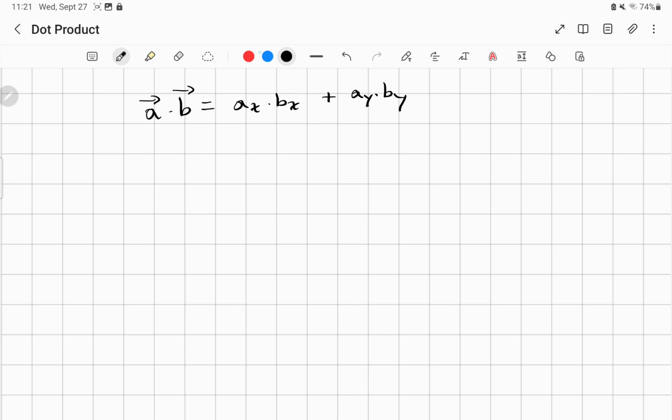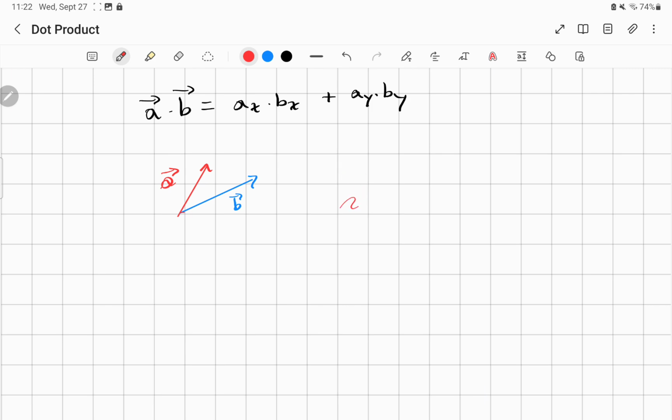We can split this apart and look at this piece by piece, okay? So, for instance, we have a vector A, and we have another vector B, and we can split up these vectors into their components.